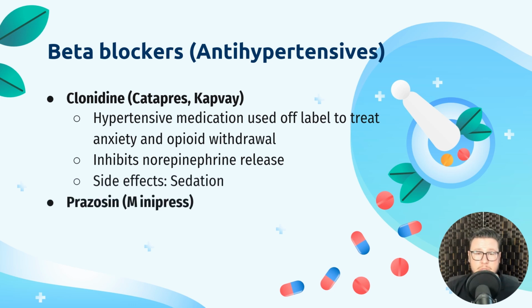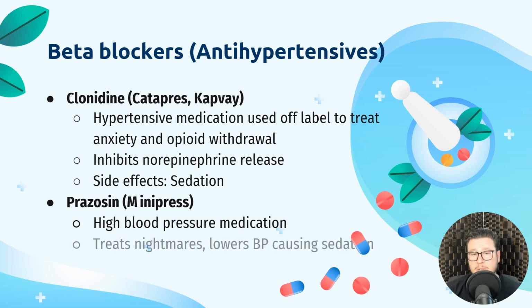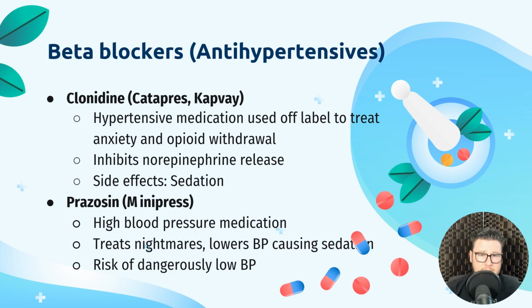Another one is prazosin or Minipress. This is a high blood pressure medication. It has been used to treat nightmares. It does lower blood pressure, and it can cause that sedation. But with this one, there can be that risk of a dangerously low blood pressure. So that's something that a lot of physicians keep an eye on when they consider prescribing this.